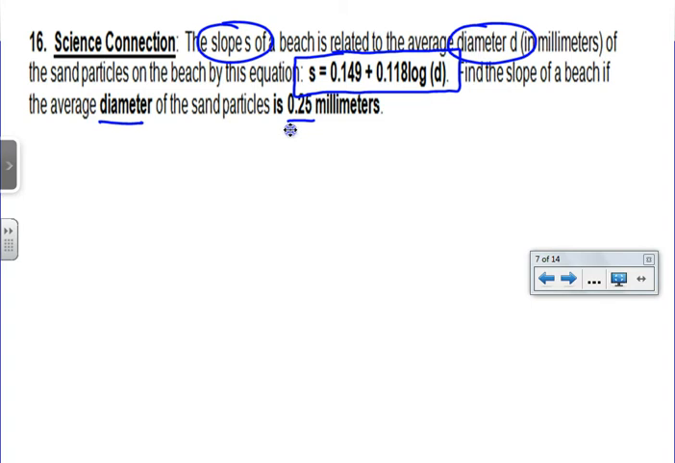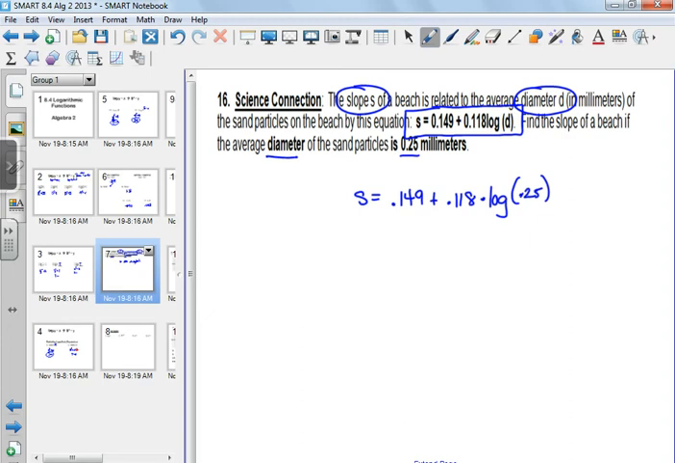And since it's diameter, I'm thinking I put it in for the d. So we have 0.149 plus 0.118, and then it's going to be times the logarithm of the diameter, which is 0.25. Now notice this was a common logarithm, which is good news. That means it's something I can do on my calculator.